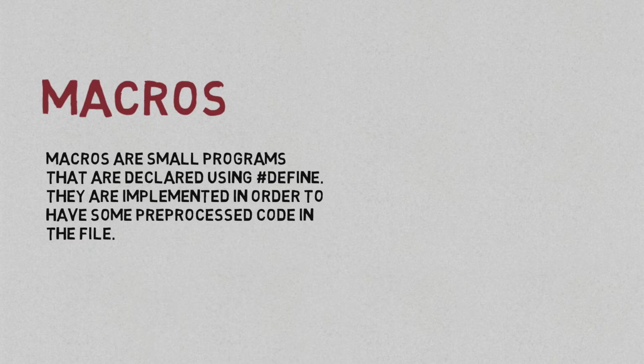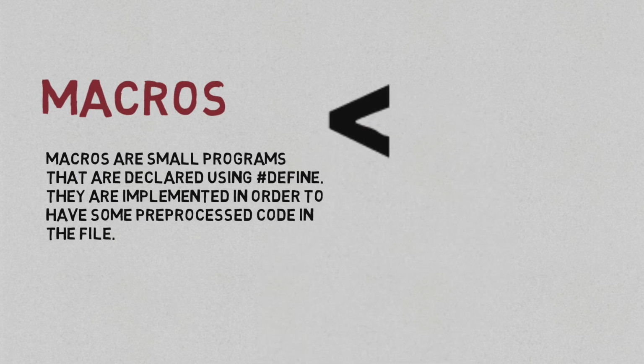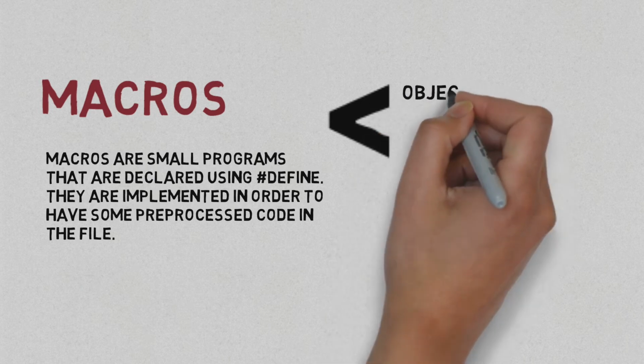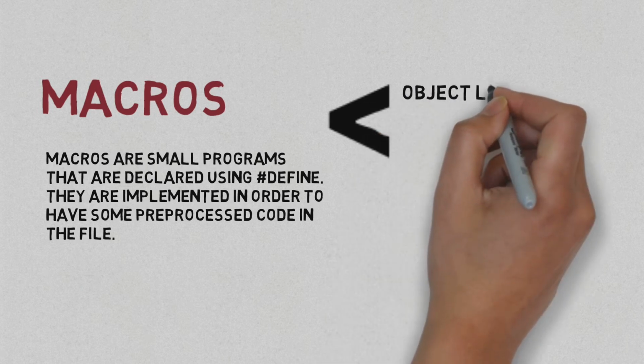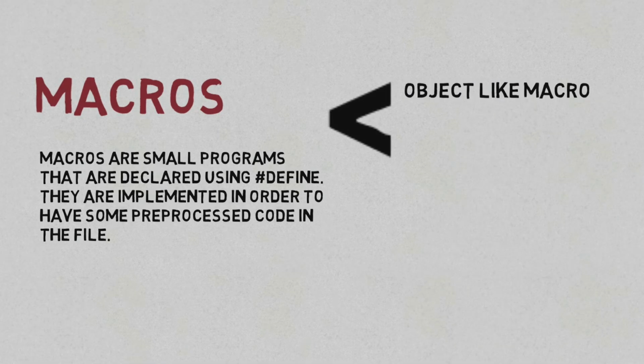Let's begin with macros. Macros are small programs that are declared using #define. They are implemented in order to have some pre-processed code in the file. There are two types of macros in C. The first one is the object-like macro and the second one is the function-like macro. An object-like macro is a simple identifier which can be replaced directly with a code fragment. It is called object-like because it looks like a data object in the code that uses it.